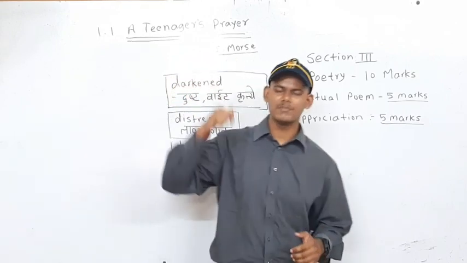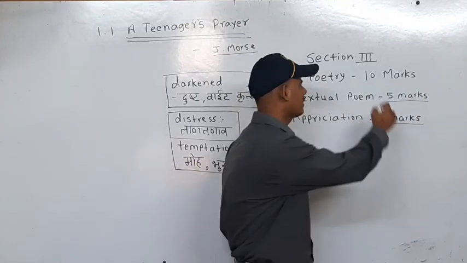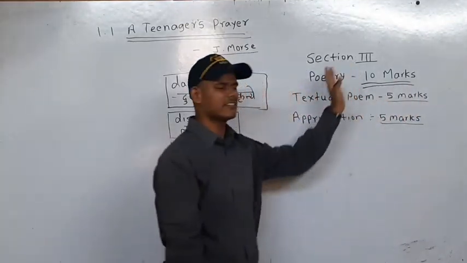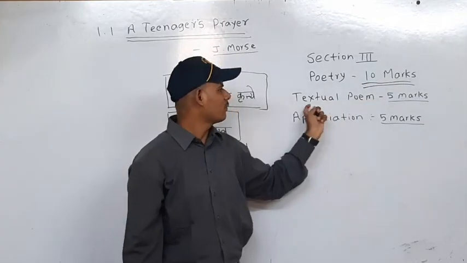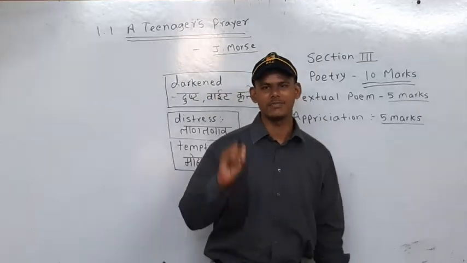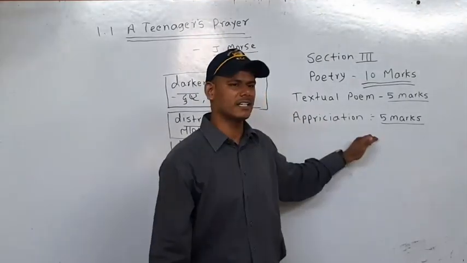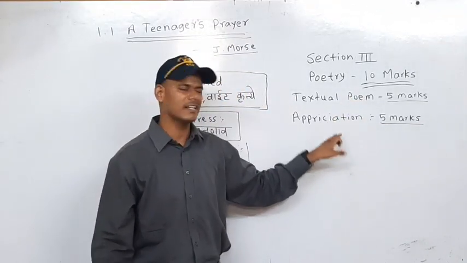Question paper मध्ये poemचं evaluation किती आहे? Poetry section is for 10 marks in our activity sheet. Poetry section is the third section in our question paper and it is for 10 marks. The first part of the poetry section is the textual poem, it is for 5 marks, and the second is appreciation of poem, it is also for 5 marks. These both parts are very easy.